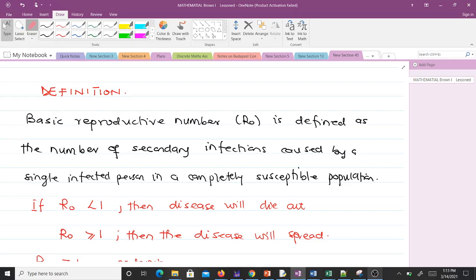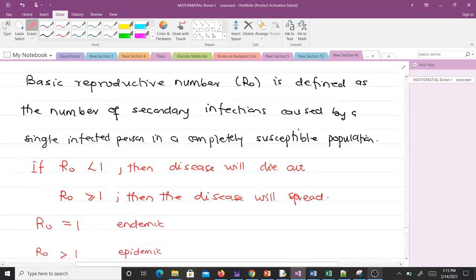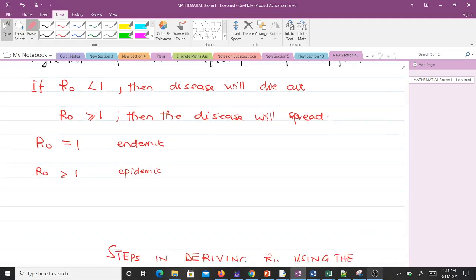And if it is 1 or more, then it means if one person has a disease, that person can give it to at least one person. And that means the disease will what? Spread. So that's what we mean by the basic reproductive number R naught. So if R naught is less than 1, then the disease will die out. If it is greater than or equal to 1, then the disease will spread.